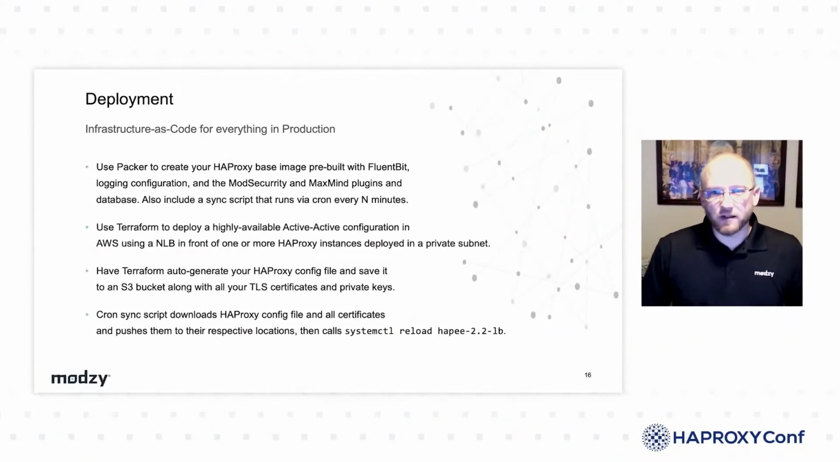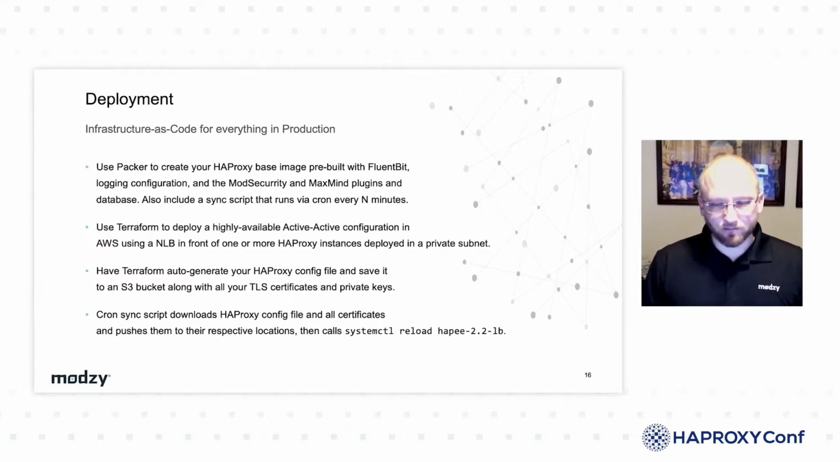So everything in production for us is infrastructure as code, as arguably it should be. And so we broke this down into a few different bits of automation that worked in concert to get everything out into production. First, we used Packer, a product by HashiCorp, to create our HAProxy base image, where we preloaded FluentBit, the logging configuration that I showed earlier, the mod security and MaxMind plugins, along with the MaxMind database, along with a script that will run via cron every few minutes to check an S3 bucket for updated configuration, updated TLS certificates, etc.